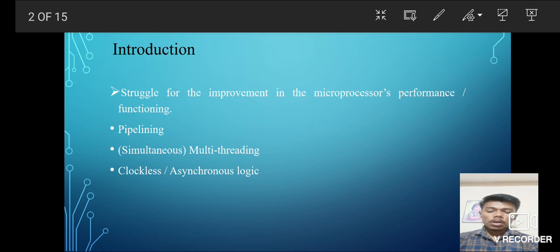Clockless chips are electronic chips that do not use a clock for timing signals. They are implemented as asynchronous circuits, and an asynchronous circuit is a circuit in which the parts are largely autonomous. Introduction: the struggle for improvement in microprocessor performance: functioning, pipelining, multi-threading, clockless asynchronous logic.